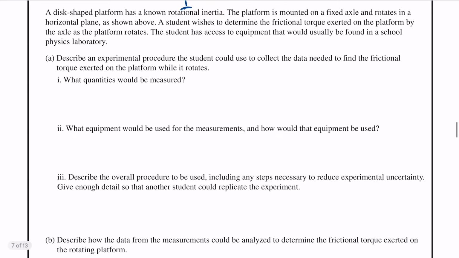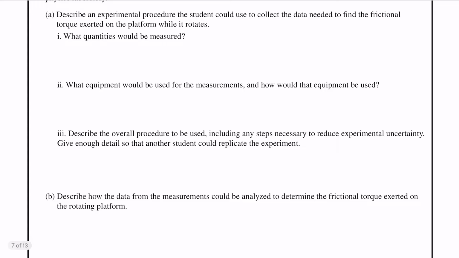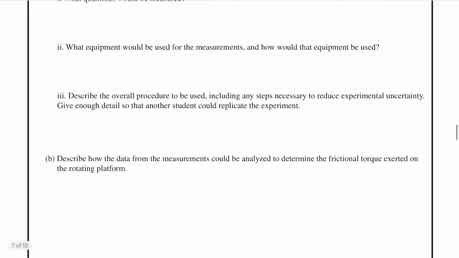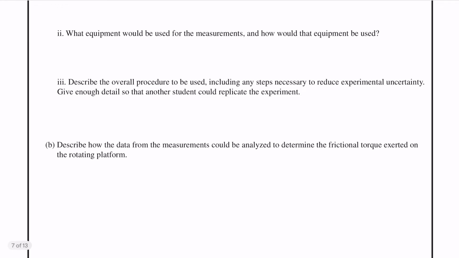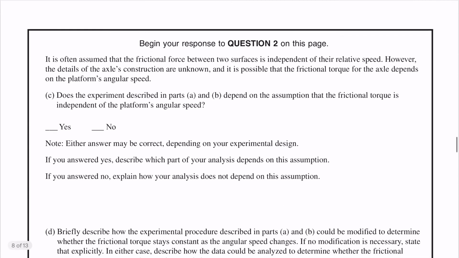AII says what equipment would be used for the measurements and how would that equipment be used. AIII says describe the overall procedure to be used, including any steps necessary to reduce experimental uncertainty. Give enough detail so that another student could replicate the experiment. B says describe how the data from the measurement could be analyzed to determine the frictional torque exerted on the rotating platform. And then moving on to the next page, we have a part C.